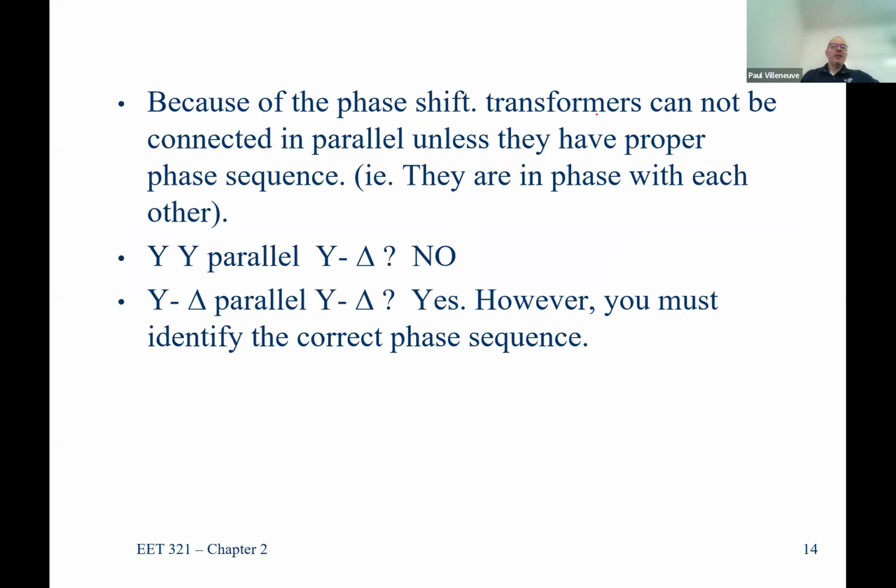So can I put a YY transformer in parallel with a Y delta transformer? No, I cannot, because I've got a 30-degree phase shift between those two. But can I put two Y delta transformers in parallel? Yes, as long as I make sure phase A connects to A, B connects to B, and C connects to C, then I'm in pretty good shape. So if you have to put transformers in parallel, which sometimes you do because the load is so great, you have to make sure that they're configured correctly, not just the voltages, but also the turns ratios and the winding configurations of the transformers.